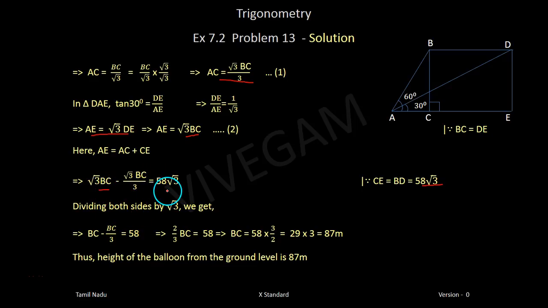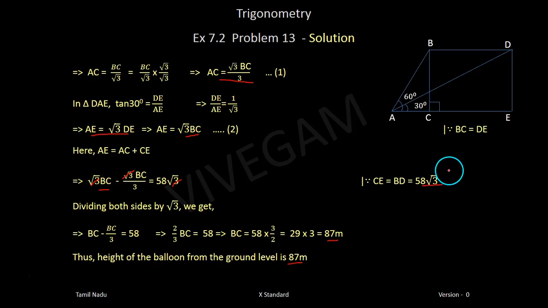But before calculating it, let's make life simple. So divide both sides by root 3. Root 3 is common. So this will go off, this will go off, and this will go off. So you will get BC minus BC by 3 will be equal to 58. And BC minus BC by 3 is 2/3 BC. Taking LCM, you will get that. 3 BC minus BC by 3. 3 BC minus BC is 2 BC by 3 equal to 58. Now BC will be equal to 58 into 3 by 2. And 58 into 3 by 2, 2 will go 29 times. So 29 into 3, 87 meters. Therefore, the height of the balloon from the ground is 87 meters.